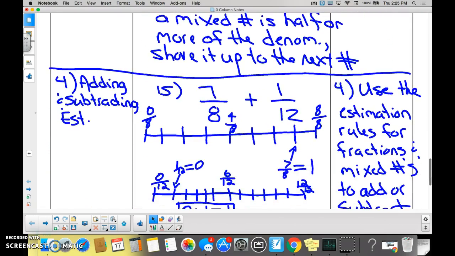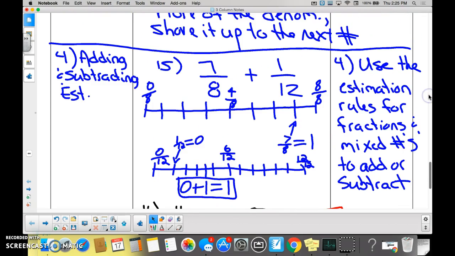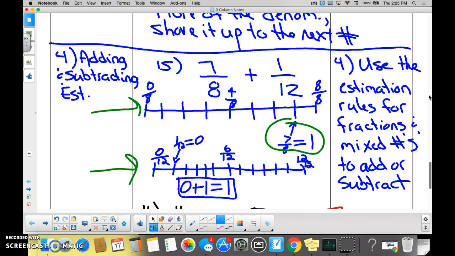So now we just put our rules to the test. Go back up here. We had 7/8 plus 1/12. Tyler here created a number line for 7/8. He created a number line for 1/12. He proved that 7/8 was closer to 1. He proved that 1/12 was closer to 0. So his math problem literally was 0 plus 1, which is what? 1. So the estimate for 7/8 plus 1/12 is approximately 1, right? Yeah.